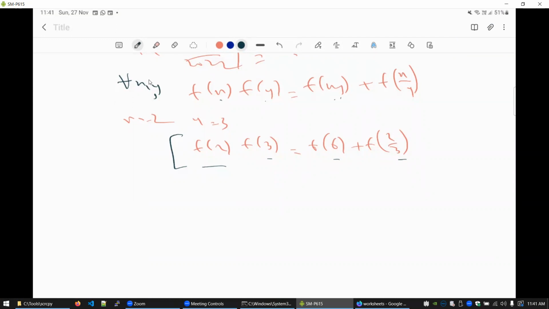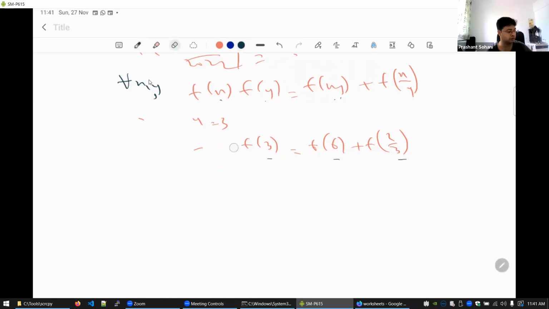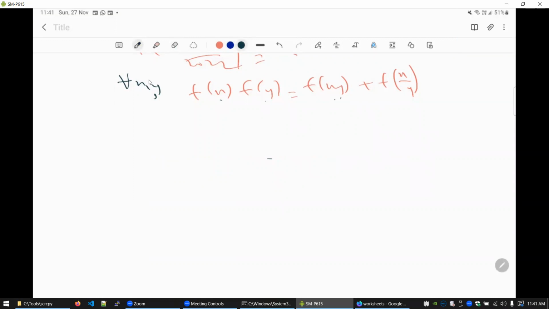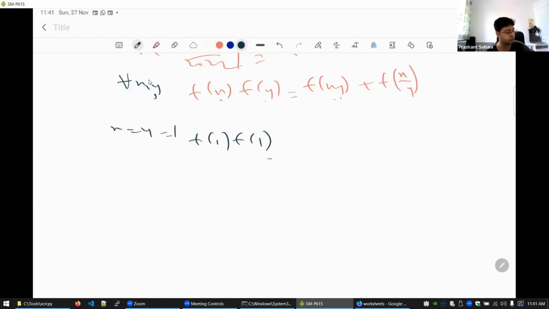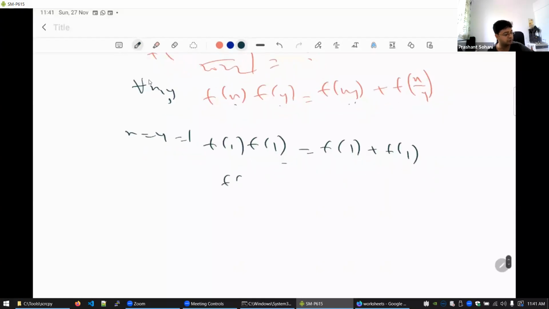Where is some useful information? 1, 1, yes, correct. So if I put 1, 1, I get f(1) squared is f(1) plus f(1), and therefore f(1) squared is twice f(1). Since the domain is given to be positive, I can safely cancel f(1) and get f(1) equal to 2. So that's really a good starting point, that we got f(1) equal to 2.